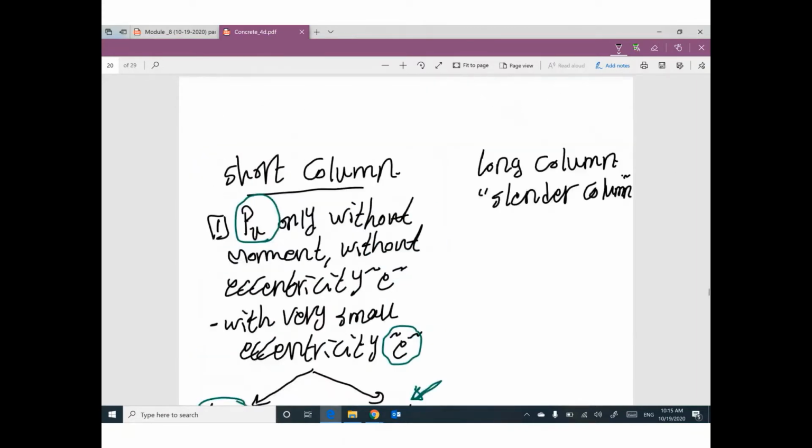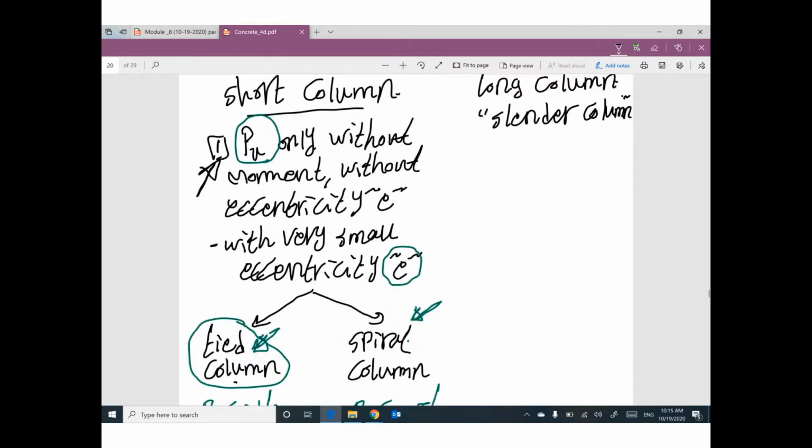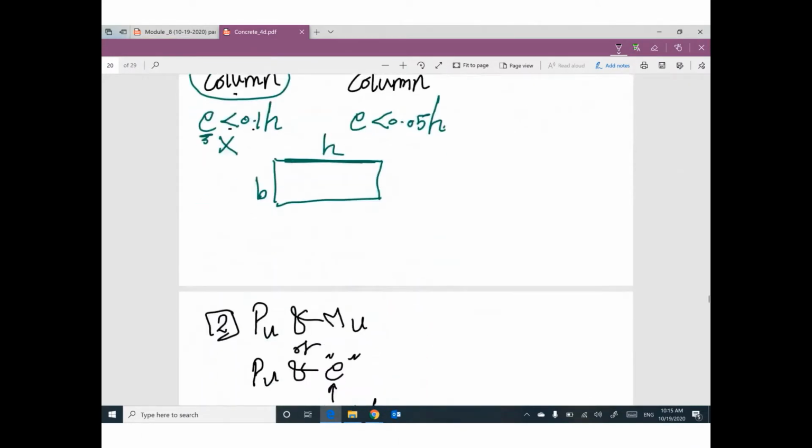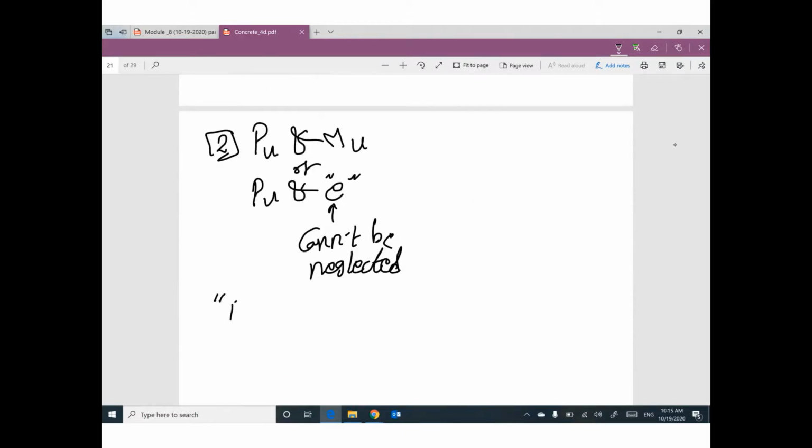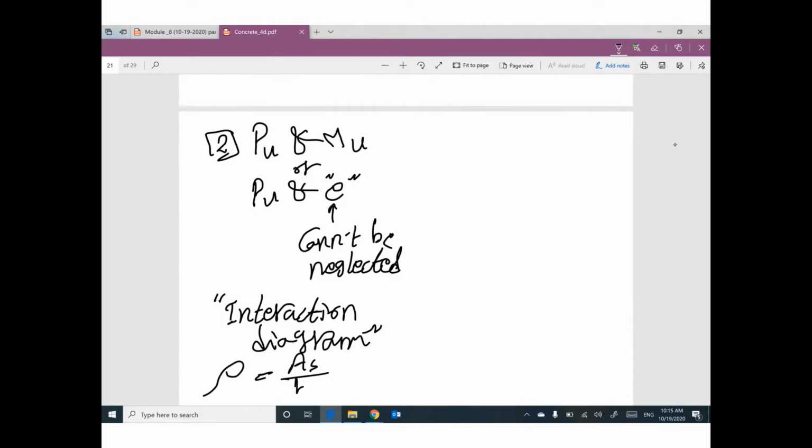I believe this is the first time to mention this. Or second case, if you have a P ultimate and moment, or we have P ultimate and eccentricity, and this eccentricity cannot be neglected, then we are going to use something called the interaction diagram to figure out the value of rho, which equals area of steel divided by B times H or times T, whatever. And we learned last week how to use the interaction diagram.